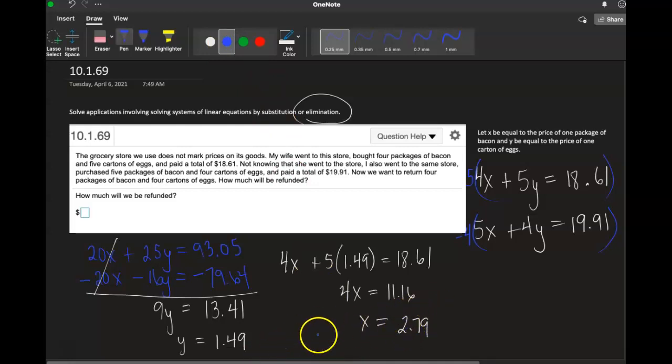Now, one thing you have to watch for is answering the question that's asked. So the question is not asking what is the value of x and what is the value of y. It's asking how much would you be refunded if you returned 4 packages of bacon and 4 cartons of eggs. In other words, how much would you get from 4 packages of bacon at $2.79 per package plus 4 cartons of eggs at $1.49 per carton of eggs. So combine that value to get your final answer. And that should be $17.12. And that's how much would be refunded.